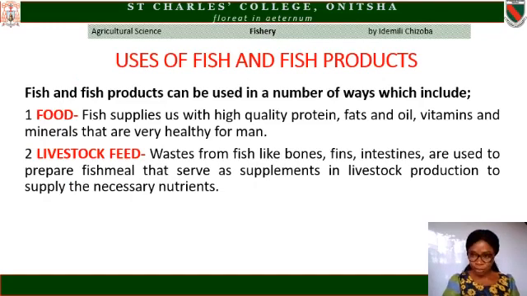Uses of fish and fish products. Fish and fish products can be used in a number of ways by man. Some of these ways include: Number 1, food. Fish supplies us with high-quality protein, fats and oil, vitamins, minerals that are very healthy for man. Number 2, livestock feed. Waste from fish products like bones, fins, intestines are used to prepare fish meal that serve as supplements in livestock production to supply the necessary nutrients in animal feed.